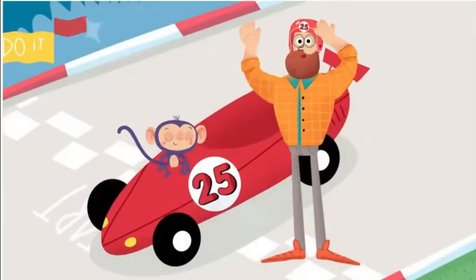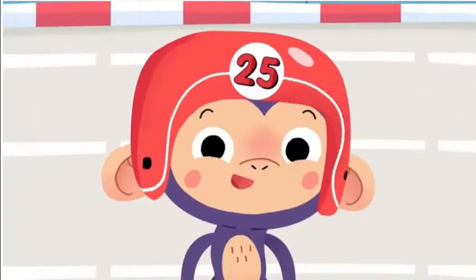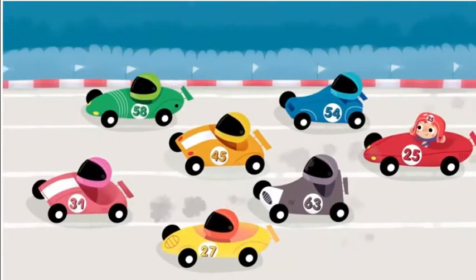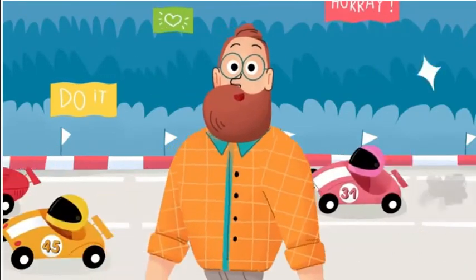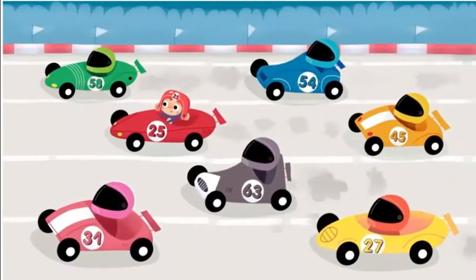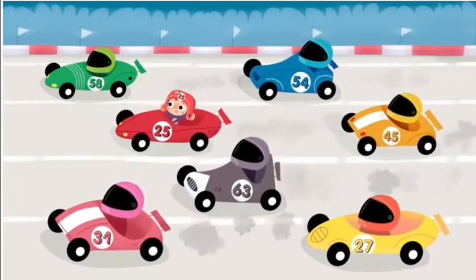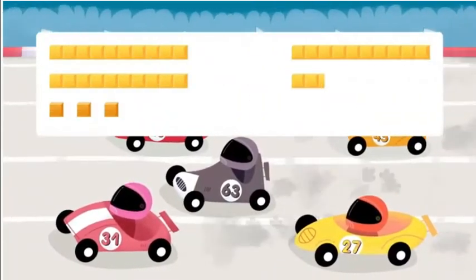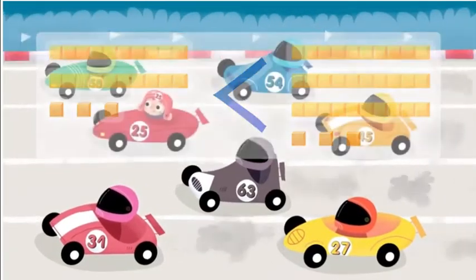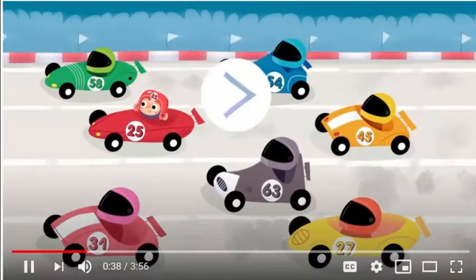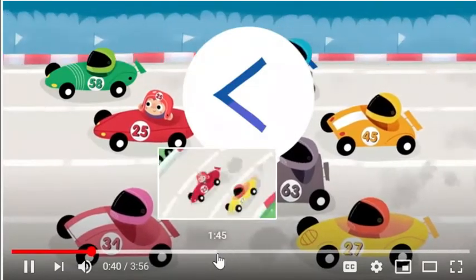Hello, boys and girls. We're at the racetrack, ready to compare some numbers. Let's see which cars participate in the race today and which numbers we are going to compare. You already know about place value and can compare numbers using base 10 blocks. Now, I'll help you find numbers that are greater than or less than other numbers.